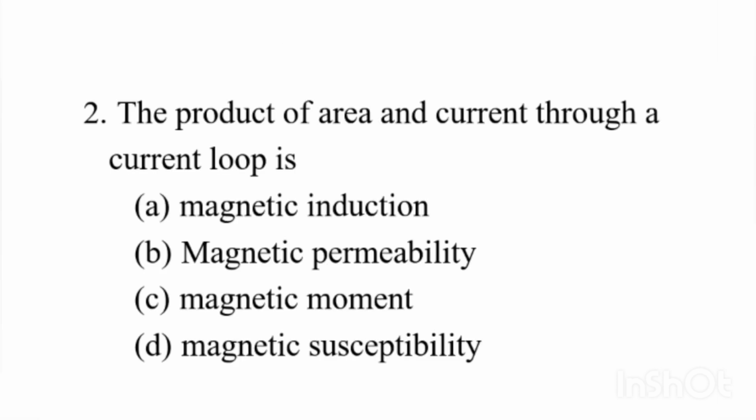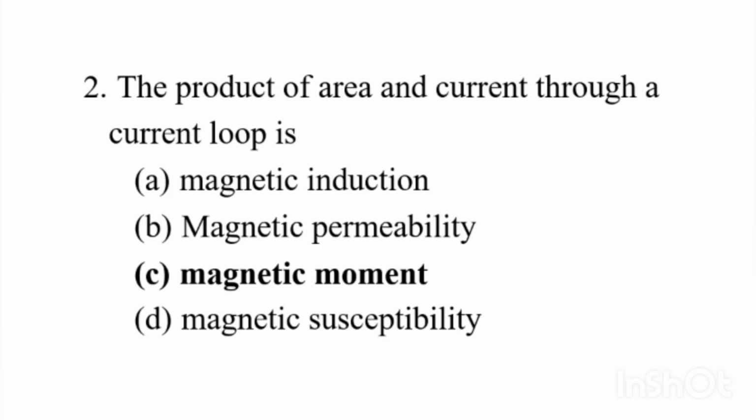Question number 2. The product of area and current through a current loop is option A magnetic induction, option B magnetic permeability, option C magnetic moment, option D magnetic susceptibility. Here the correct answer is option C magnetic moment.